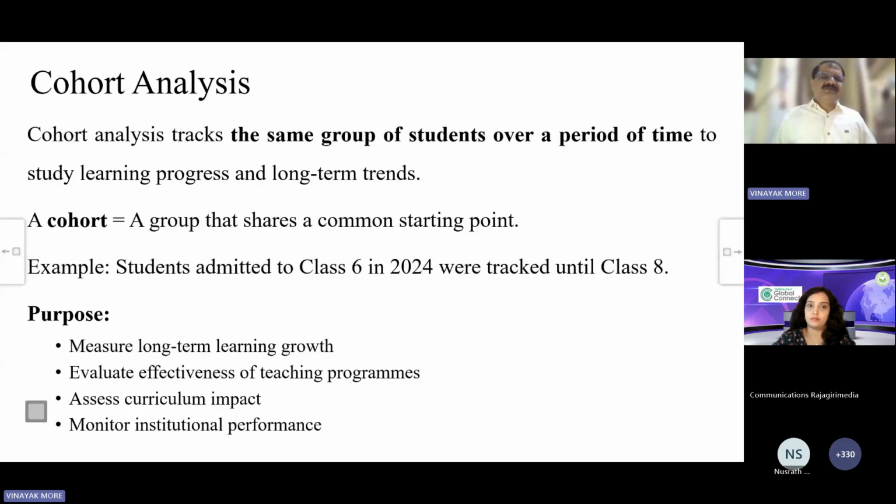So why do we do cohort analysis? To measure long-term learning growth, to evaluate effectiveness of teaching programs, to assess curriculum impact, to monitor institutional performance. So for that we can do analysis.